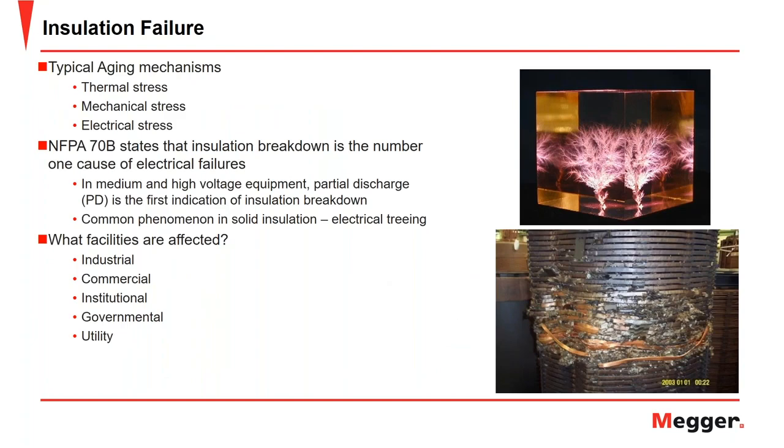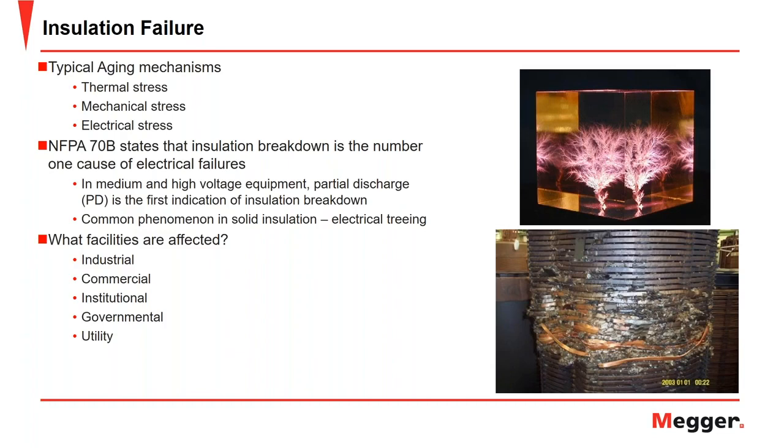So when we talk about insulation, our main concern is insulation failure. And there are three typical aging mechanisms when it comes to high voltage insulation, and that is thermal stress, mechanical stress, and electrical stress. And although electrical breakdown is the final failure mode of electrical insulation, electrical stress is not necessarily the dominating aging factor. It's rather believed that the aging mechanism is dominated by thermal degradation, and mechanical stress is caused by vibration and switching pulses. The National Fire Protection Agency states that insulation breakdown is the number one cause for electrical failure.